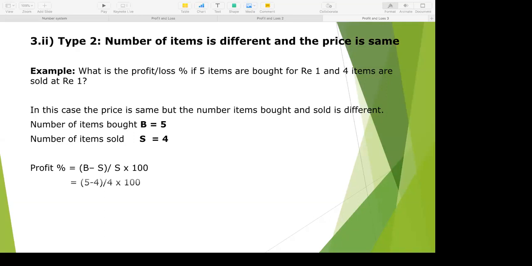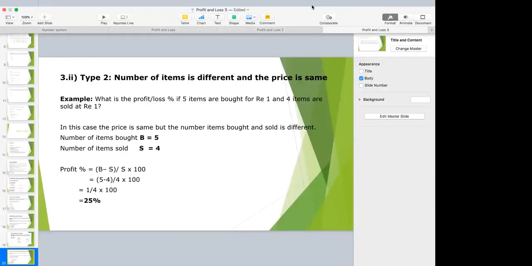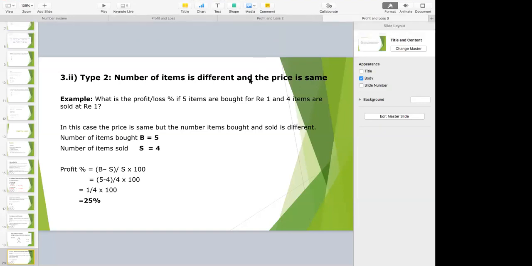Using this formula, once you put the values of B and S over here, you get 5 minus 4 upon 4 into 100. That will give you 25%. It means the profit percentage will be 25%.